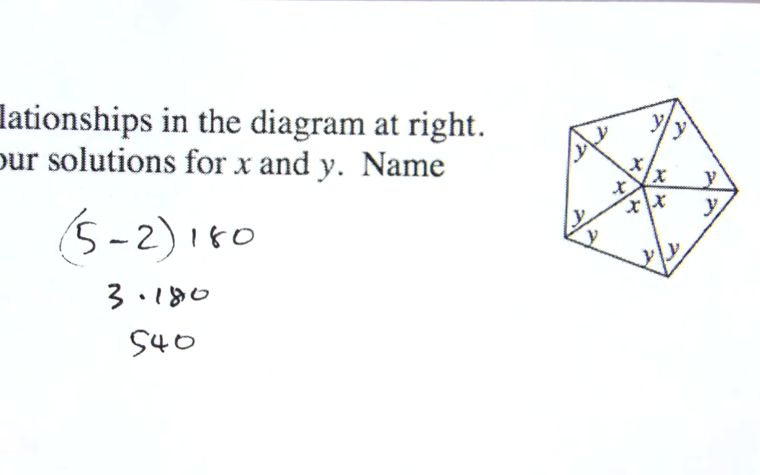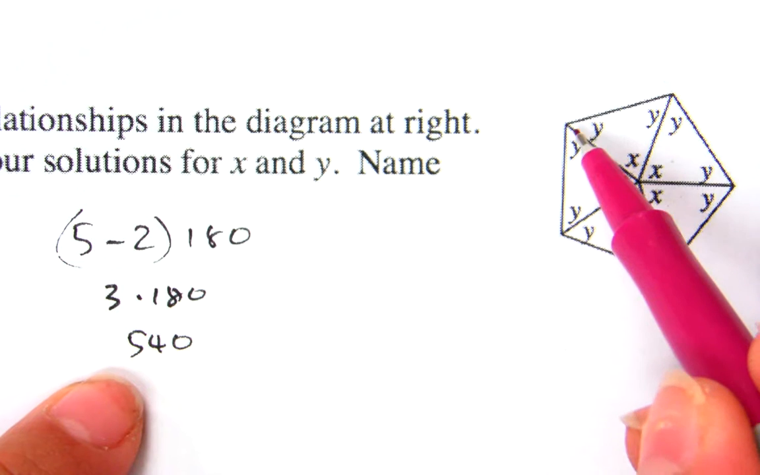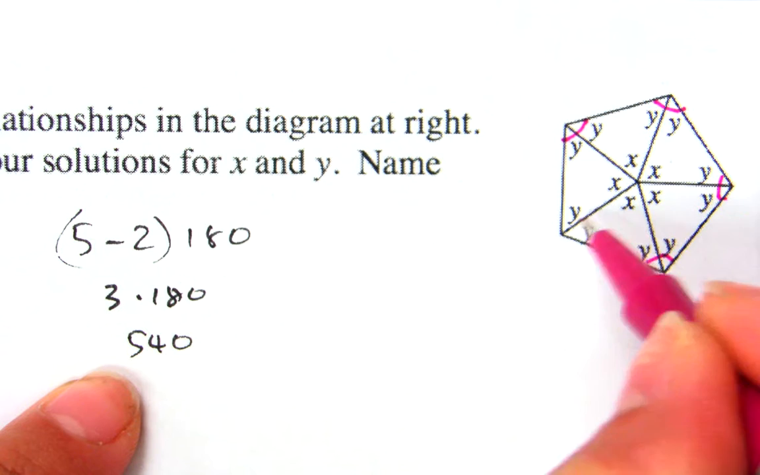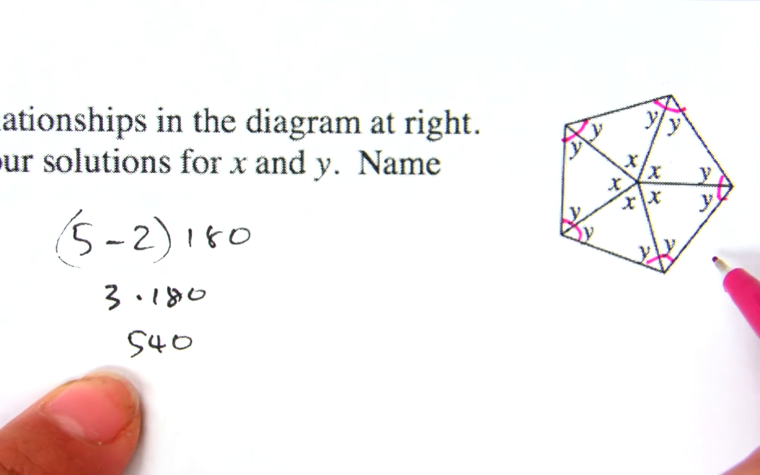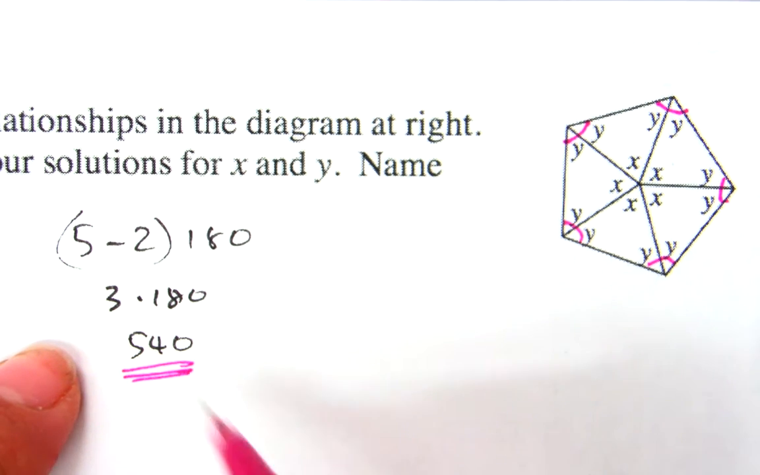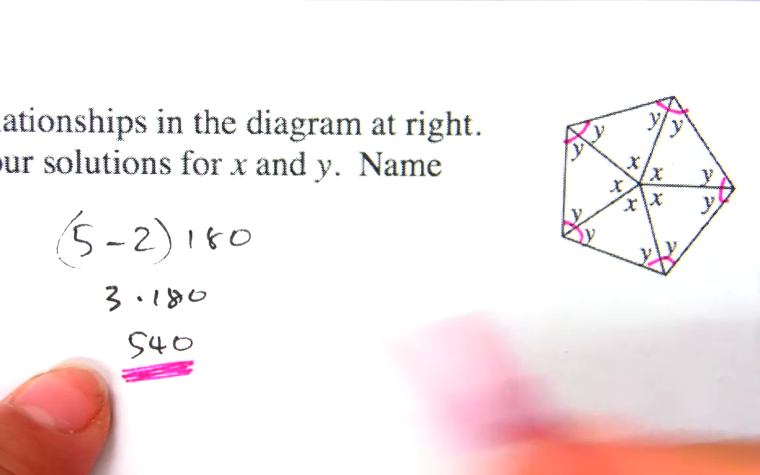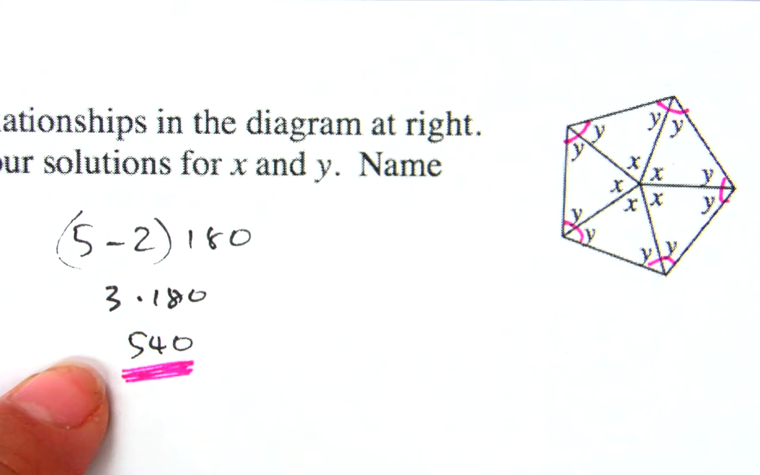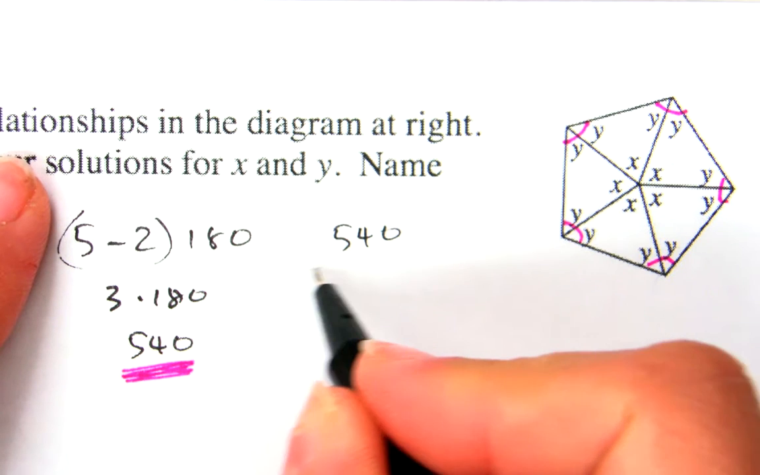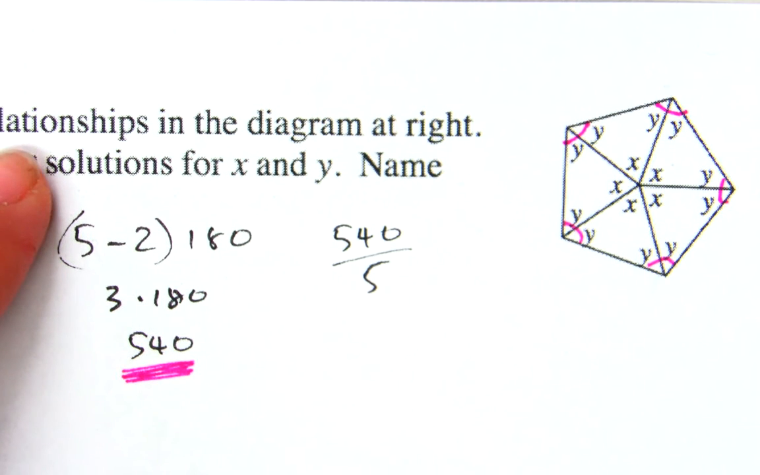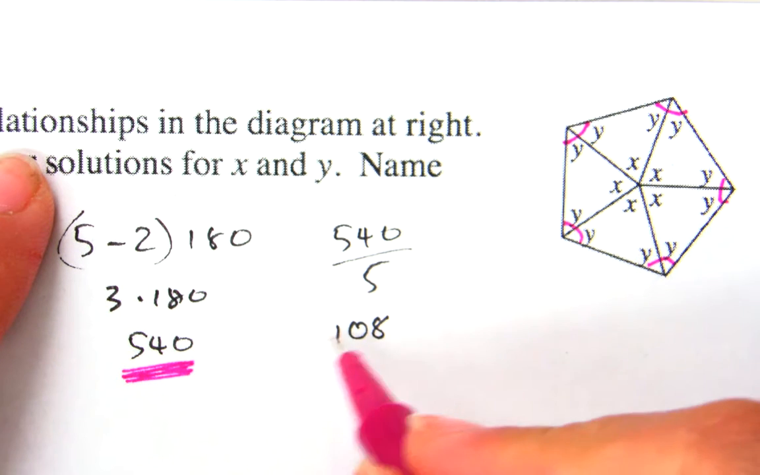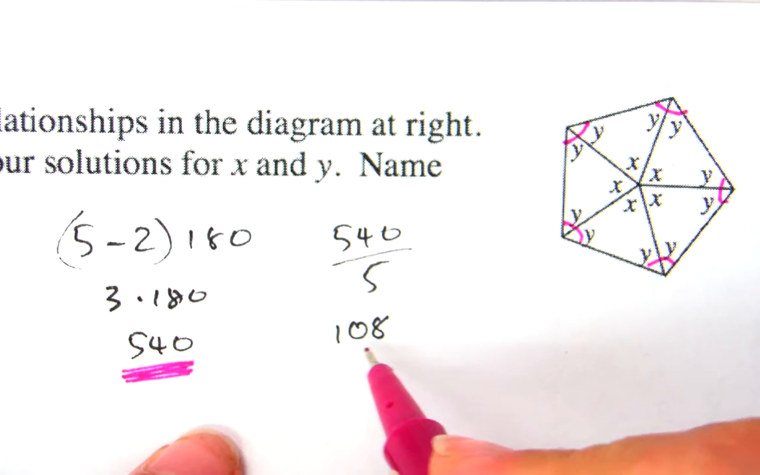Okay, so that means every single angle in here, and I'm going to do this in red right now, so this red angle, or fuchsia or pink or whatever you want to call it. All of these 1, 2, 3, 4, 5 angles put together should come out to 540. But I want just one part of it, right? So now we're going to take 540 and divide by 5, and we're going to get 108. So every single pink angle is going to be 108 individually, right?